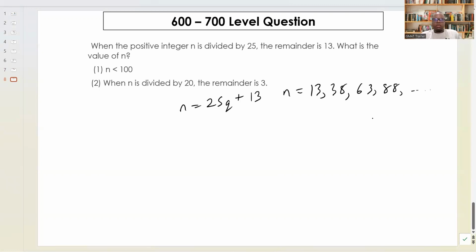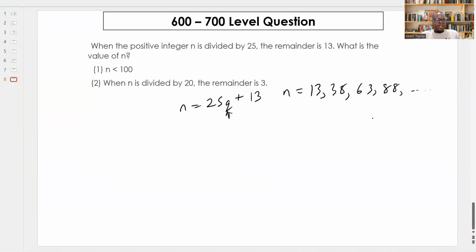So we need a way of determining what the value is. If you're able to find a way of knowing what q is, then you can get to know what n is, because you know what the remainder is. So let's look at the statements now.